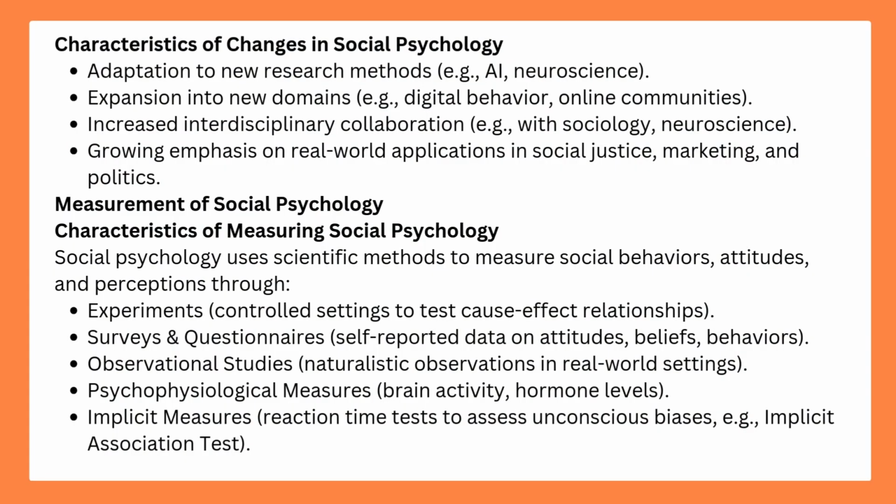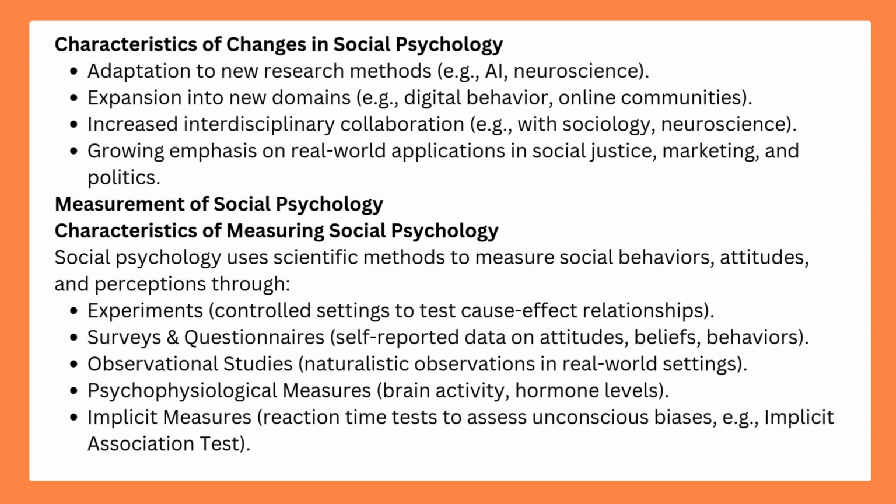Characteristics of changes in social psychology. Adaptation to new research methods, e.g., AI, neuroscience. Expansion into new domains, e.g., digital behavior, online communities. Increased interdisciplinary collaboration, e.g., with sociology, neuroscience. Growing emphasis on real-world applications in social justice, marketing, and politics.